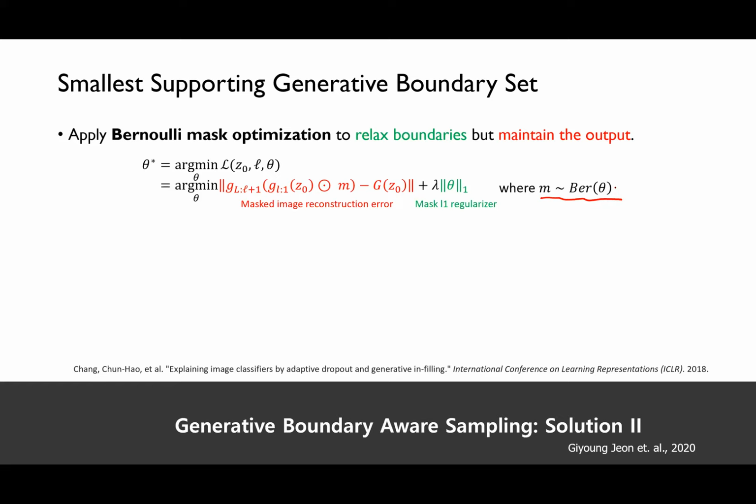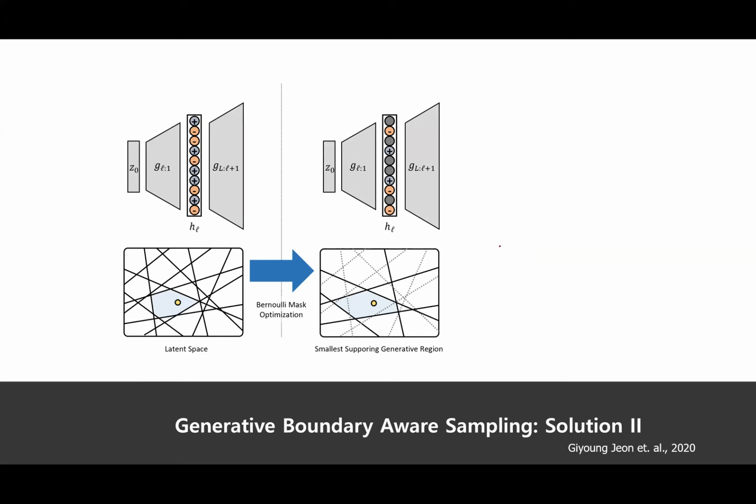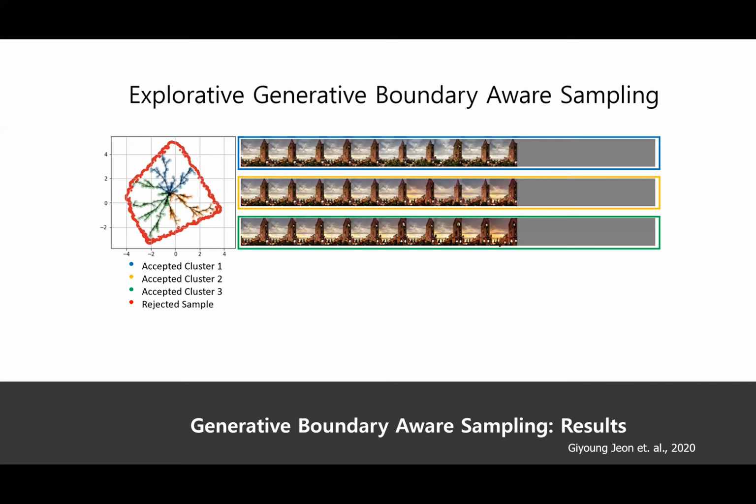Based on this, if you use the entire boundary, we have too many ones. If we keep 10%, we maintain the space, but the generated image does not change a lot. And if you use only 5%, the image also maintains the shape. So this is the algorithm: we find the Bernoulli mask optimization and then use the RRT algorithm to generate images.